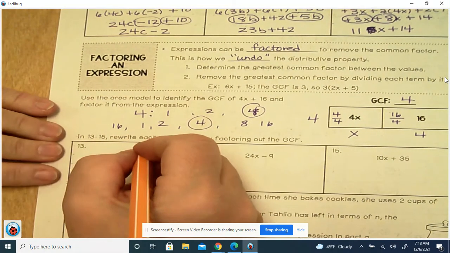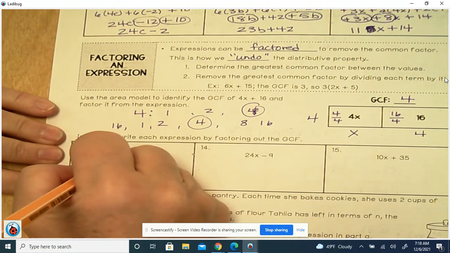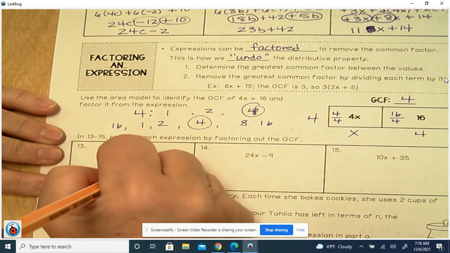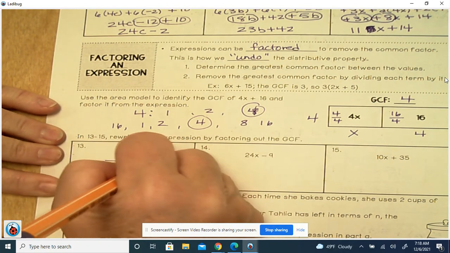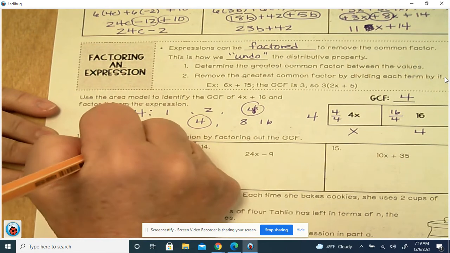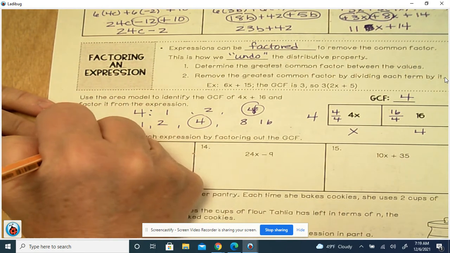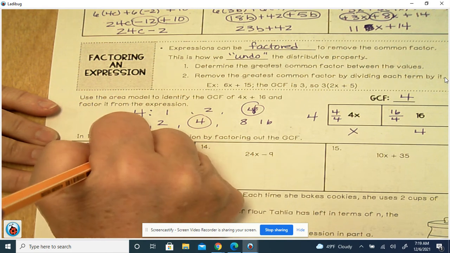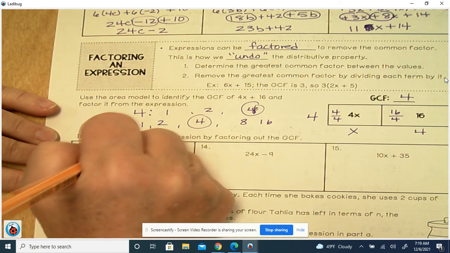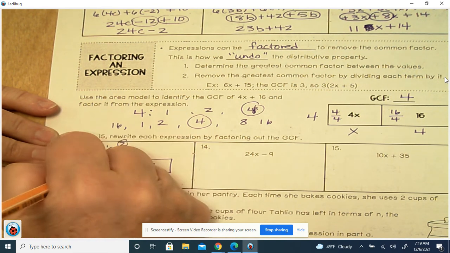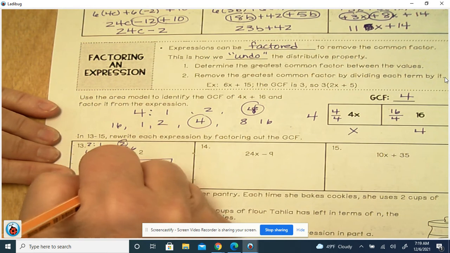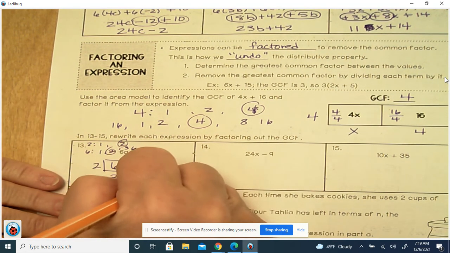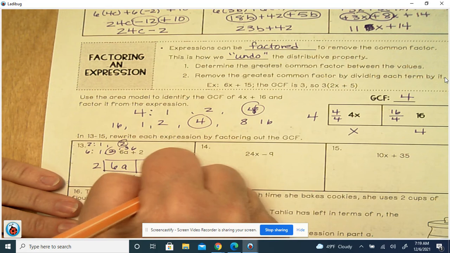So to do this, if we do the area model, we've got 6a and 2. What number? We got 2. So 1 times 2, and then 6. We've got 1, 6, 2, and 3. So we're going to take out a 2. 6 divided by 2 is 3a. 2 divided by 2 is 1. So that would be written 2 times 3a plus 1.